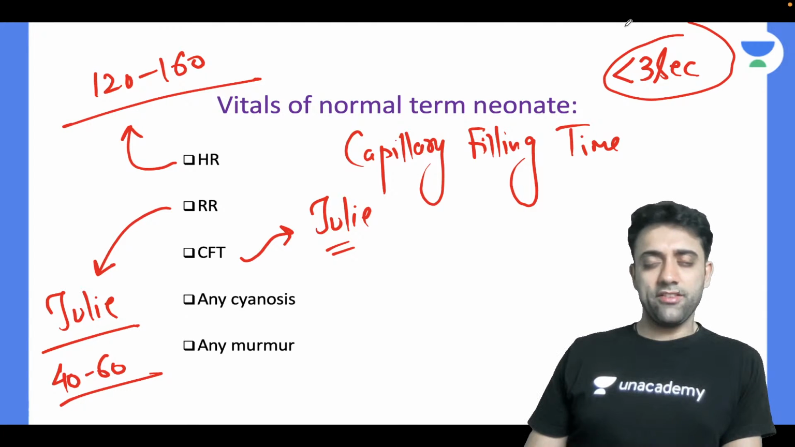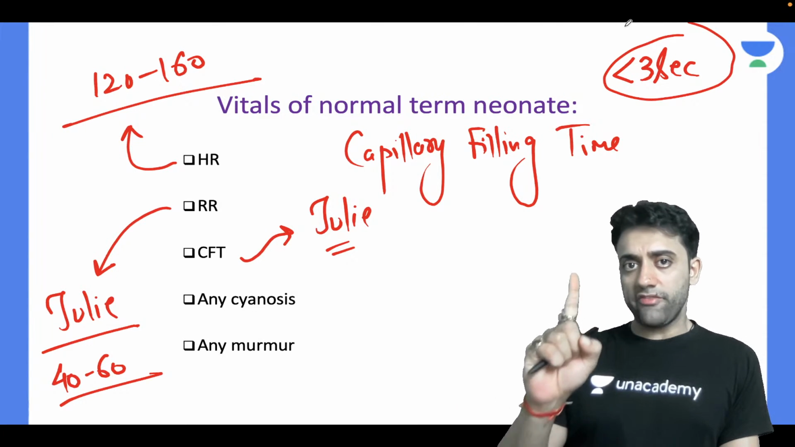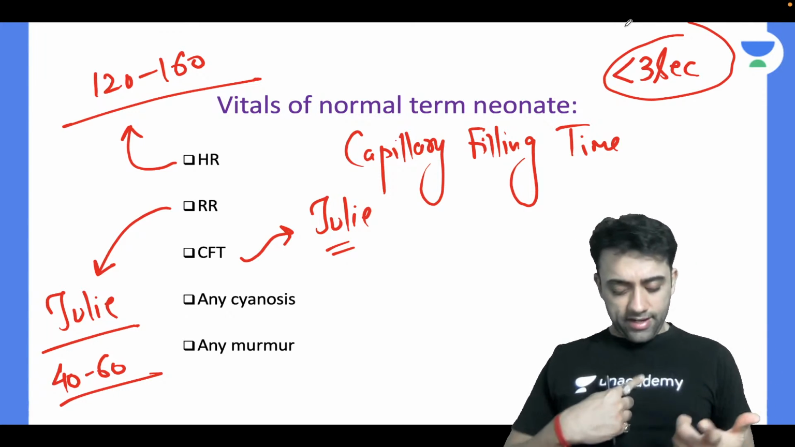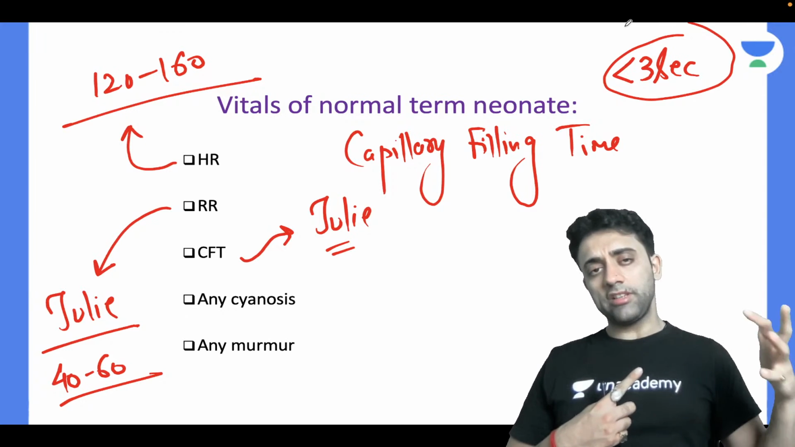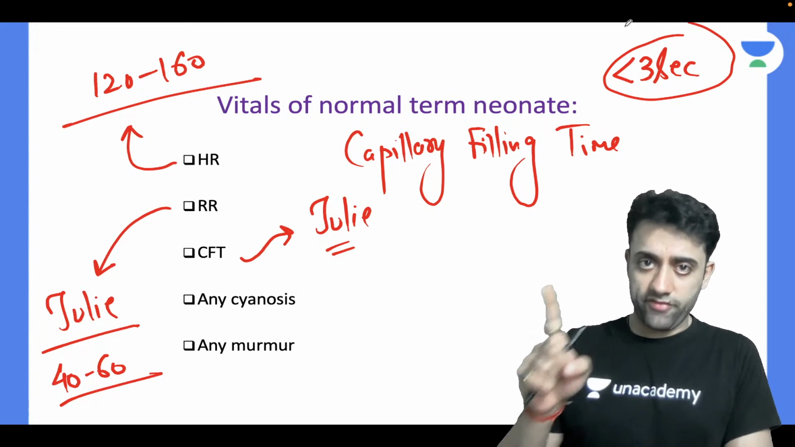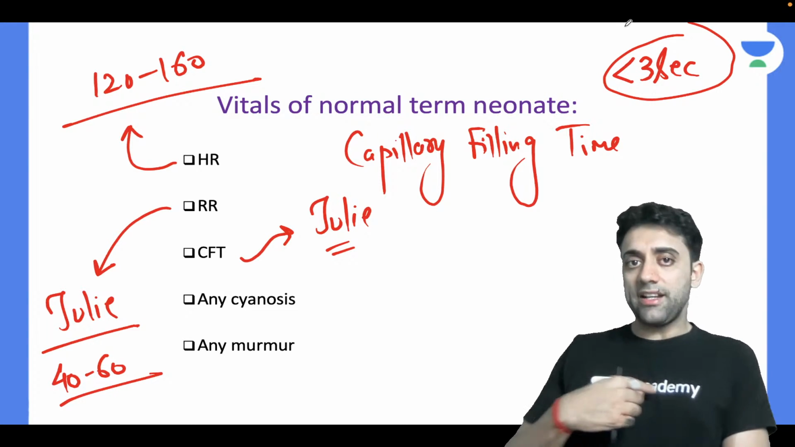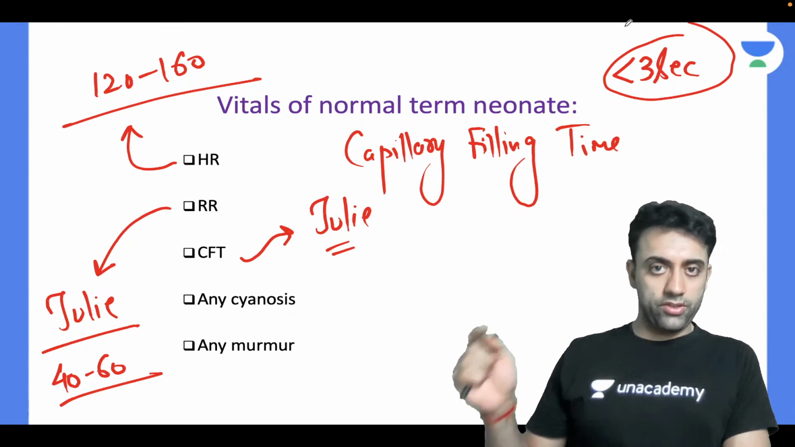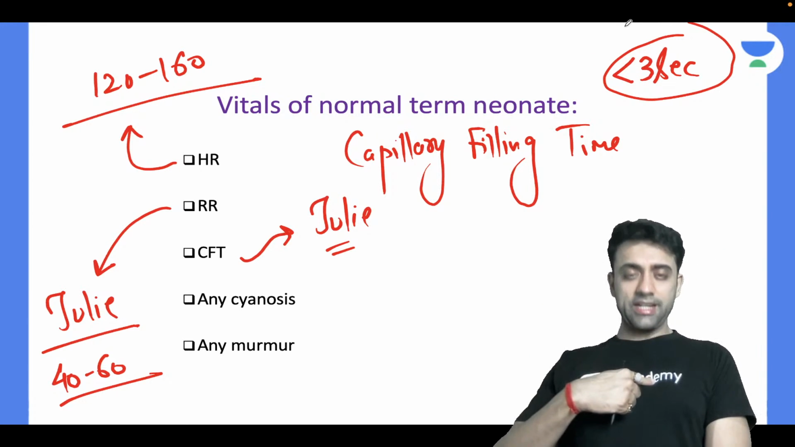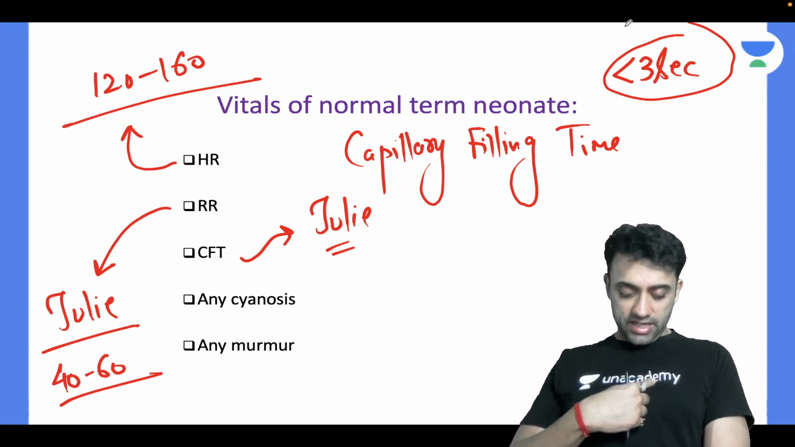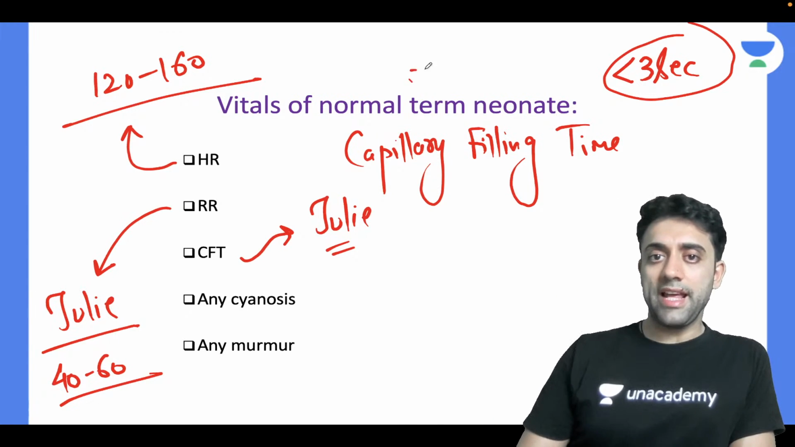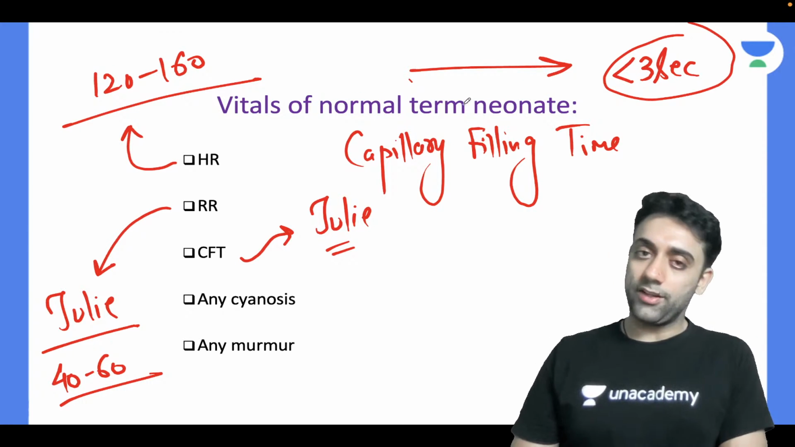So capillary filling time: I'll put my finger on the patient's sternum, and I will count 1001, 1002, 1003. Then I will leave my finger and keep counting 1004, 1005. Normally, the discoloration which has happened because of my finger, I'm seeing in how many seconds that discoloration goes back to normal. So normally the CFT is less than 3 seconds. By 1005, my CFT should go back to normal. That's what you should know.